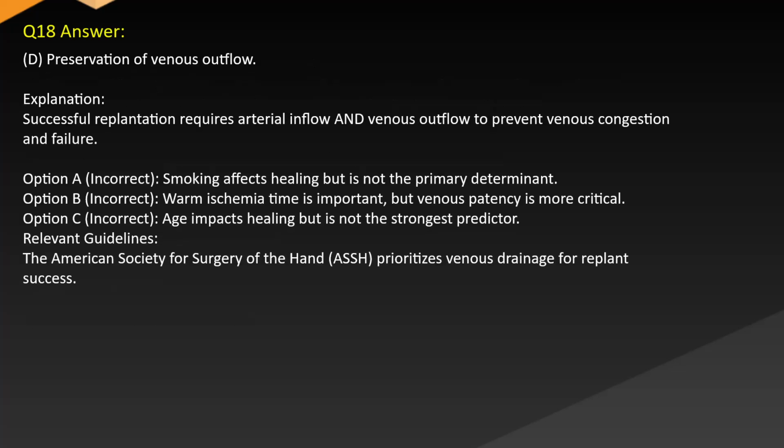Answer D. Preservation of venous outflow. Explanation: successful replantation requires arterial inflow and venous outflow to prevent venous congestion and failure. Option A incorrect. Smoking affects healing but is not the primary determinant. Option B incorrect. Warm ischemia time is important but venous patency is more critical. Option C incorrect. Age impacts healing but is not the strongest predictor.